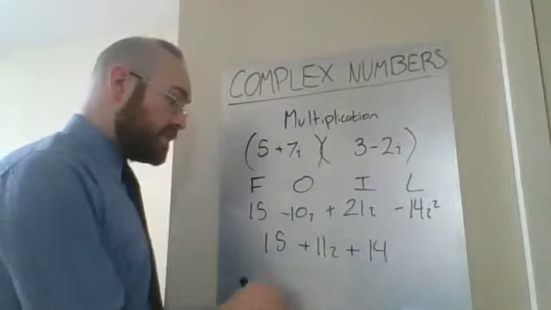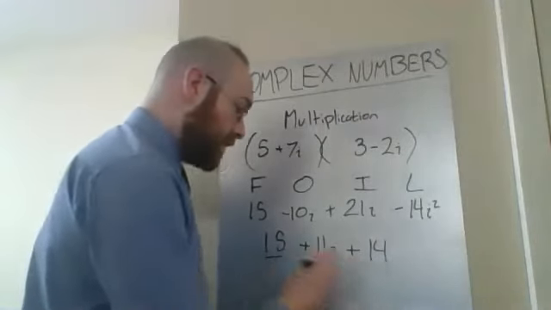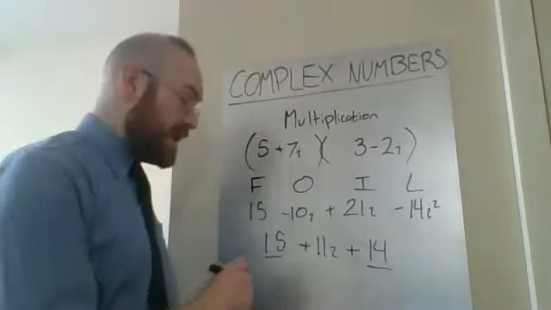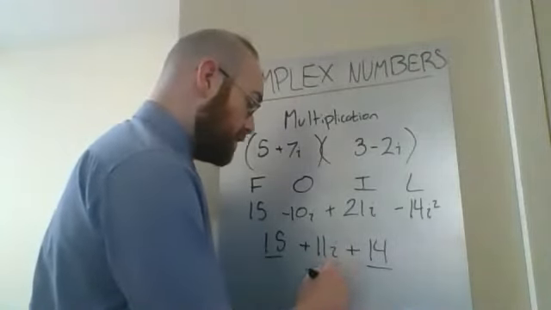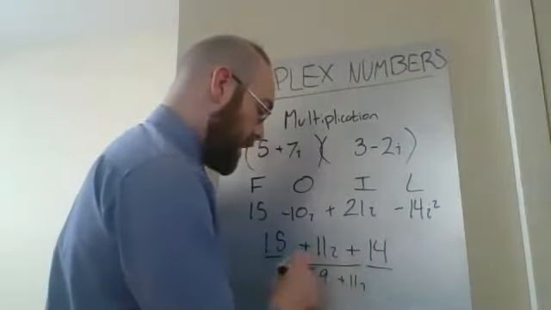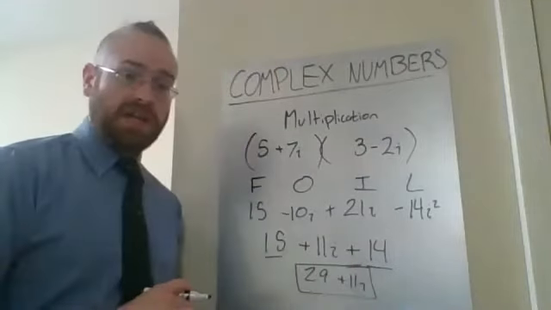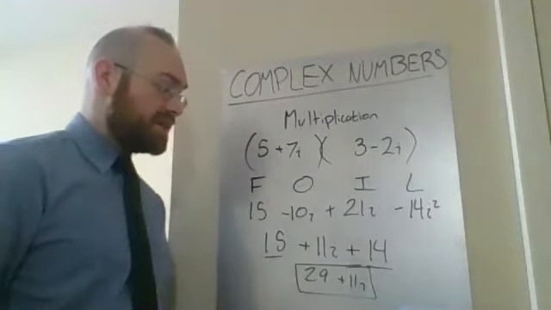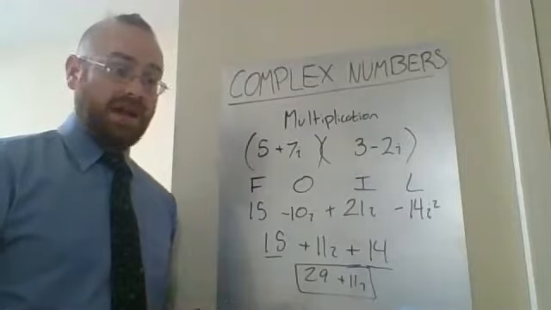And now we can simplify further. 15 and 14 are like terms, and together they give us 29. And then our 11i doesn't change, so we get a final product of 29 plus 11i.